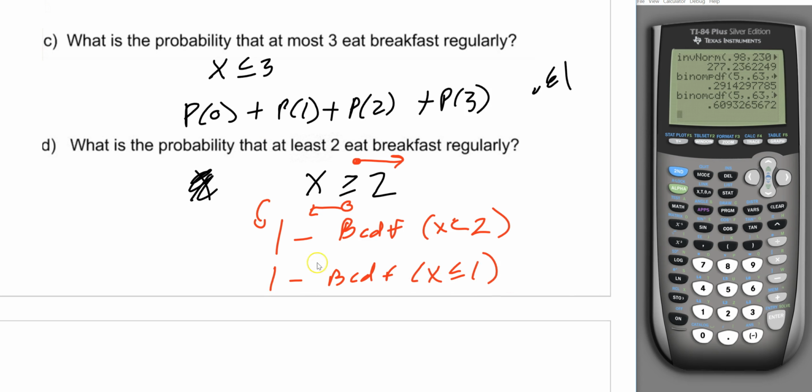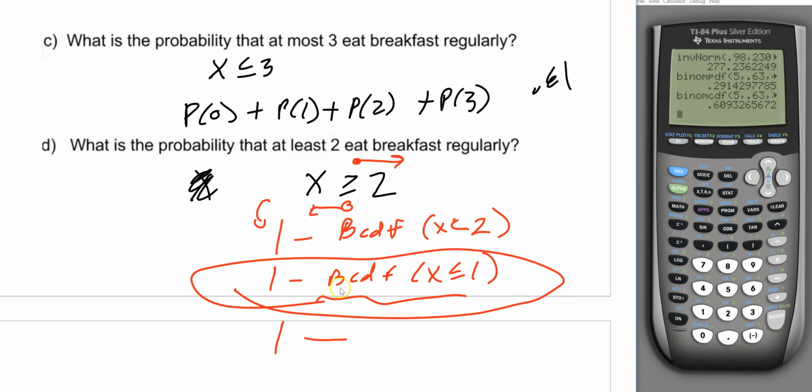So don't forget the 1 minus. A lot of people forget the 1 minus. So you can do this in your calculator if you want first, but don't forget to do 1 minus. I just do it all at once because I don't want to make a mistake. So 1 minus second distribution, go down to binomial CDF, blah, blah, 1, hit enter, and then you get your answer, about 93%.